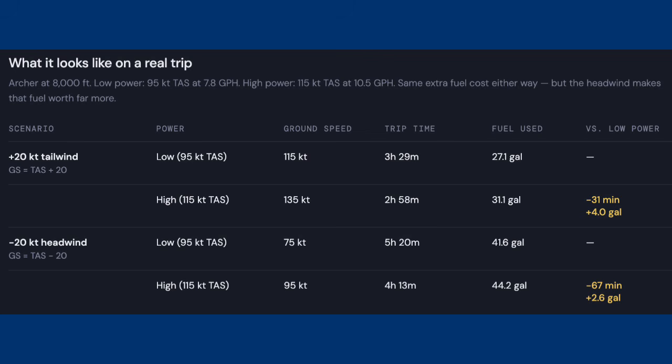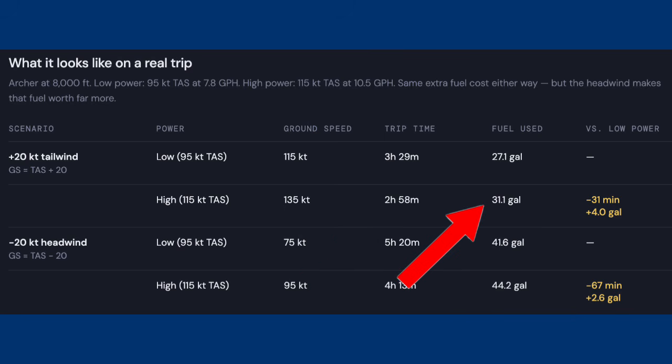If we go on that low power setting and we have that ground speed of only 115 knots, it's going to take us about 3.5 hours, and we're going to burn about 27 gallons. Not too bad. If we go to that higher power setting and really go fast, we're going to get obviously a faster ground speed of 135 knots. And it will get us there faster in about 3 hours, and we will burn 31 gallons.